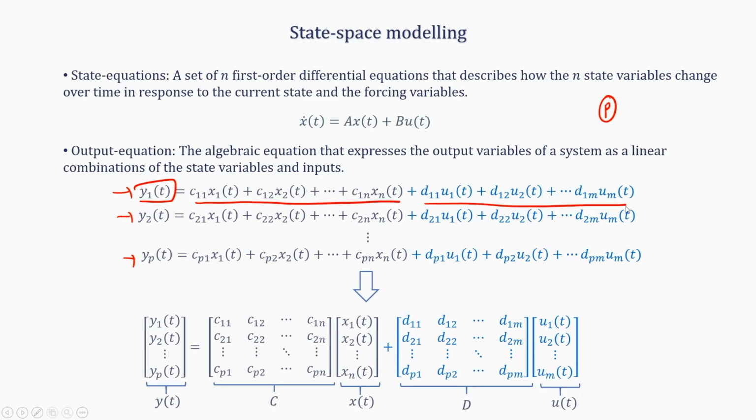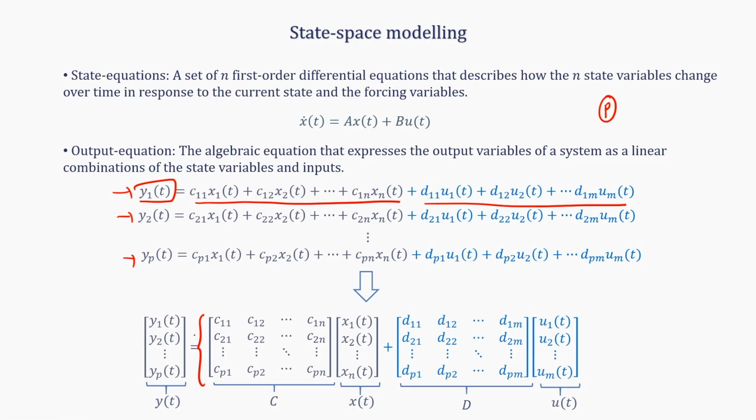This is similar to what we did in the state equation, but remember that the state equation was a differential equation. The output equation is no longer a differential equation, it is an algebraic equation. There are no differential equations involved here. Now, let us look at the dimension of these matrices. This matrix is called the C matrix and this matrix is called the D matrix, the output matrix and the feedforward matrix.